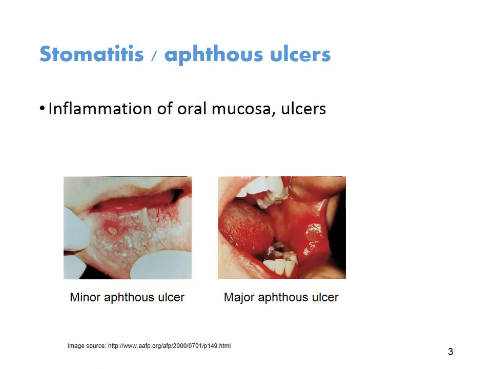First, let's look at the mouth. Any inflammation affecting the mucous membranes of the mouth and lips is referred to as stomatitis. A common type of stomatitis is aphthous ulcers, which can occur along the inside of the lips or cheeks or underneath the tongue. Here in these pictures, you can see a small aphthous ulcer on the left and a large one on the right.